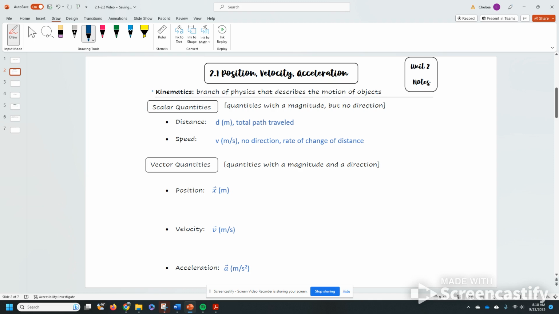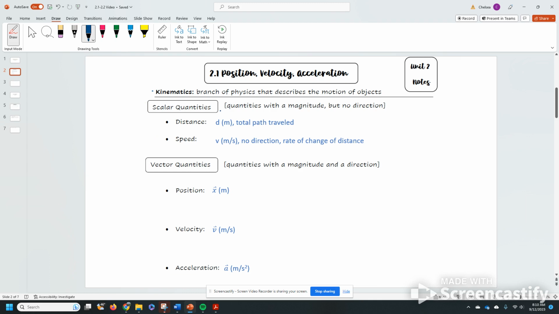So unit 1 was about why things move, which is forces. Things accelerate when there's a net force applied to them. And now we're going to describe that motion in terms of where things are, how fast they're going, and if they're accelerating or not. So we've got two different types of quantities.